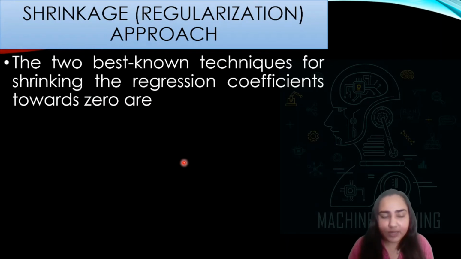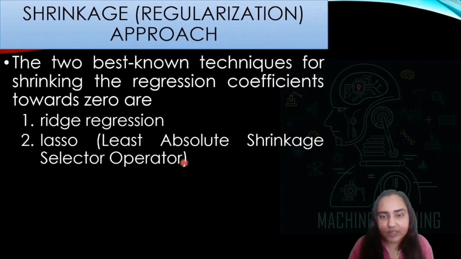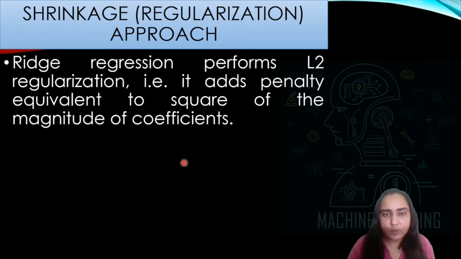The two best known techniques for executing the shrinkage approach are ridge regression and lasso regression. Lasso stands for least absolute shrinkage and selection operator. So these are the two methods that can be used to implement the shrinkage approach. So what is ridge regression? It performs a regularization known as L2 regularization, in which it adds a penalty equivalent to the square of the magnitude of coefficients. So whatever coefficients you have, take the square of that, and whatever penalty is related to that, you add that into your regression.